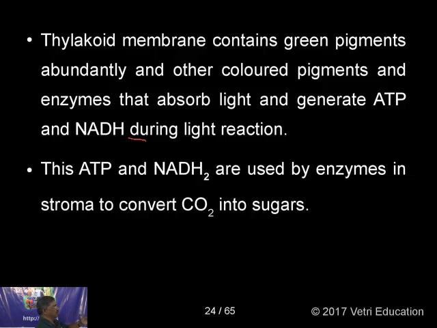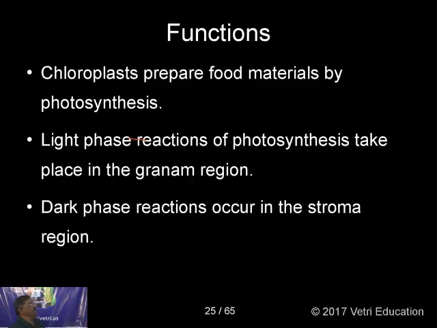So in photosynthesis, there are two reactions. One takes place in the granum, that is the light reaction. Another is called the dark reaction, which takes place in the stroma of the chloroplast. Regarding the functions, chloroplasts prepare food material by photosynthesis. The light phase reactions of photosynthesis take place in the granum, as I told you already, and produce ATP and NADPH2.